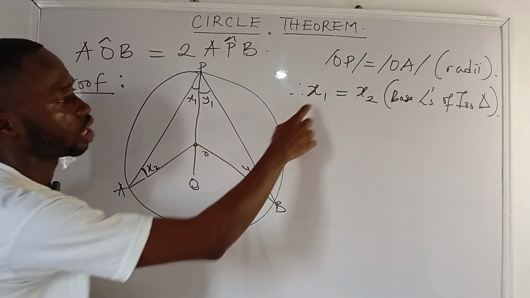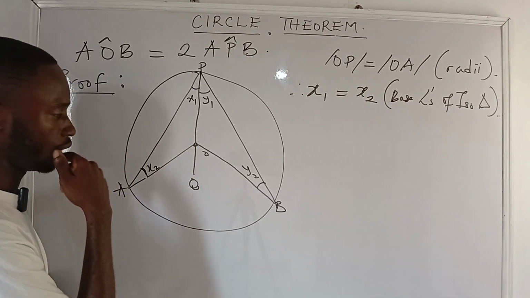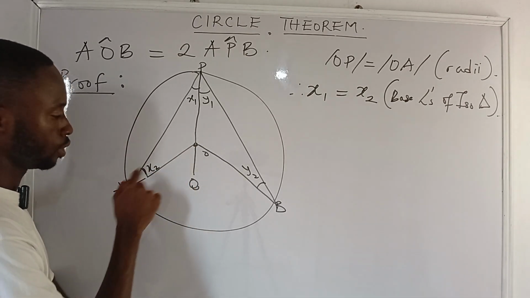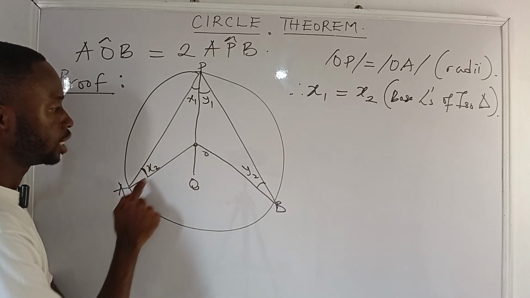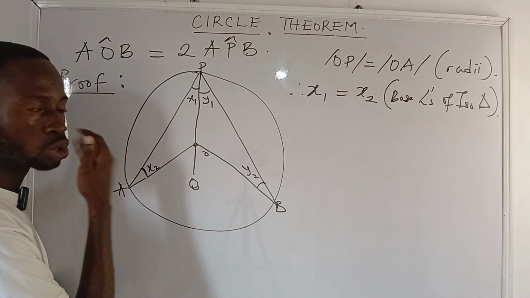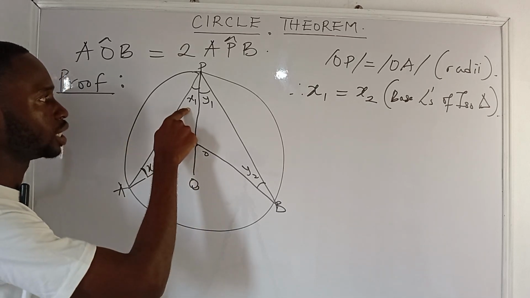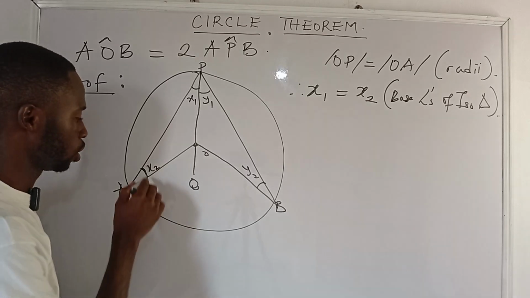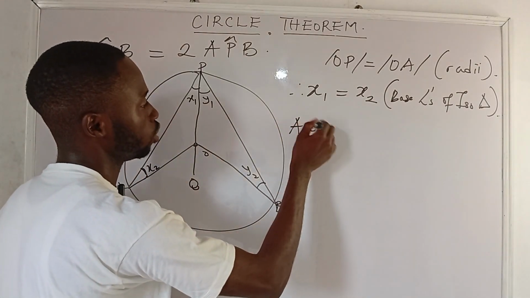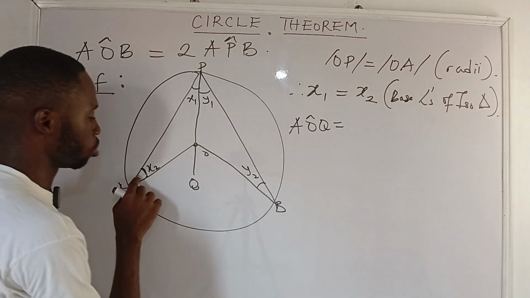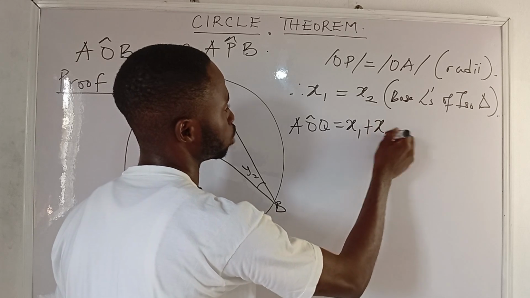Now, if I know that the base angles of an isosceles triangle are the same, then I'm noticing something else here. I notice that this angle here, angle AOQ, I can get it. How I can get it is that the sum of the two interior angles of this triangle is the same as the exterior angle of that triangle. So the sum of x1 and x2 is the same as this exterior angle here. So I can write that AOQ is equal to the sum of x1 and x2.